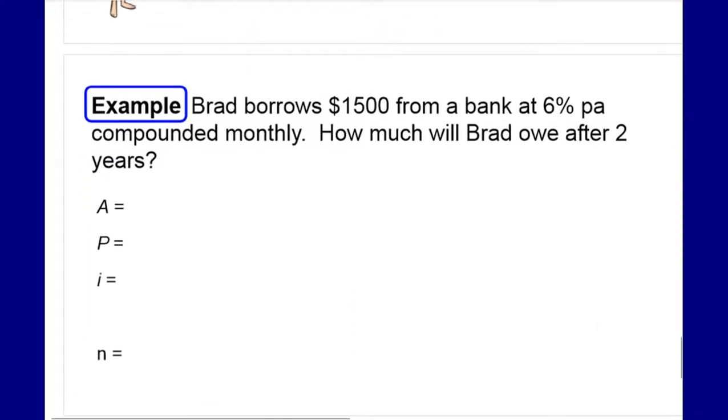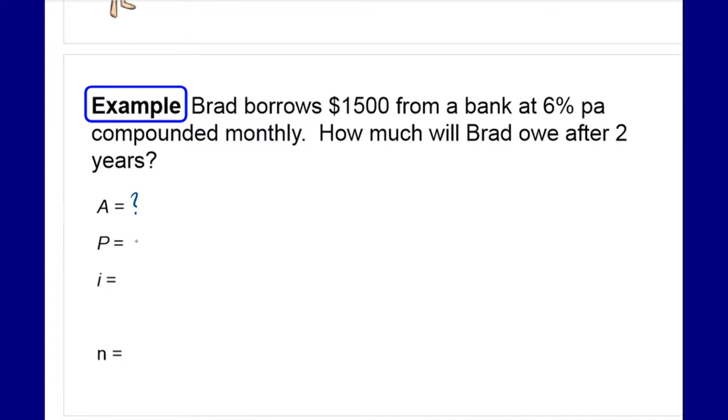So one last example. Brad borrows $1,500 from a bank at 6% per annum, or per year, compounded monthly. How much will Brad owe after 2 years? So let's go through and fill out our missing variables. A, we don't know, that's the future amount. We're not sure what that is yet. That's what we're trying to find out.